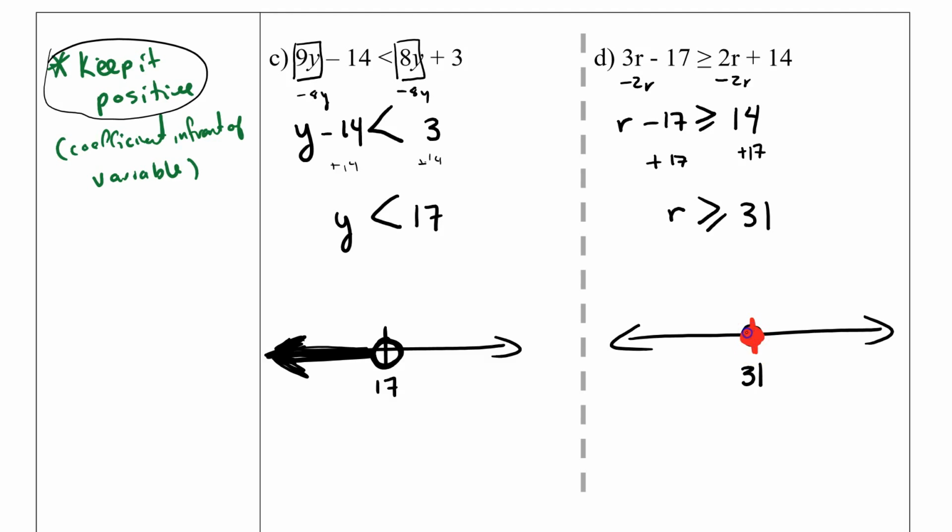Just for the heck of it, let's change the color. So r is greater than or equal to 31, so my answer, my solution, extends to the right.